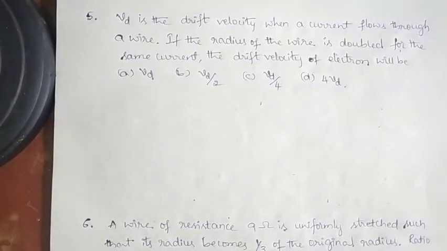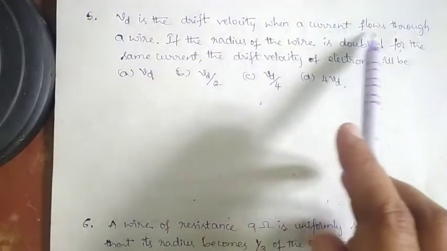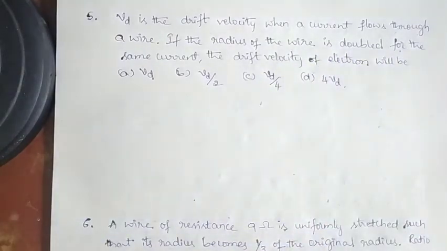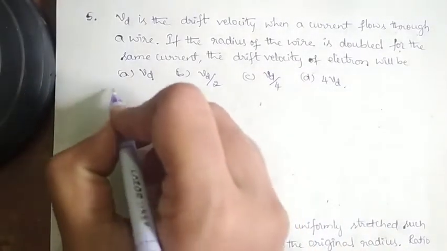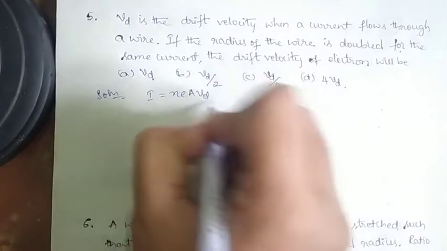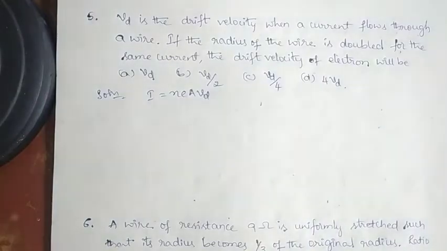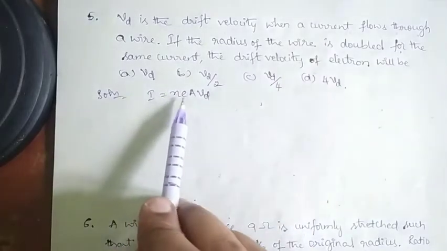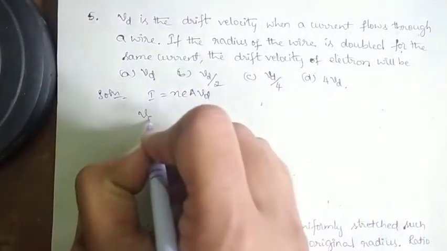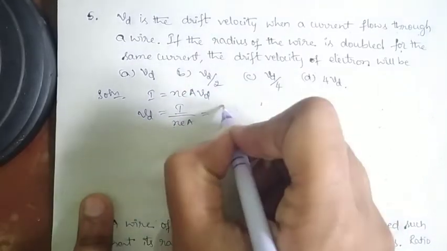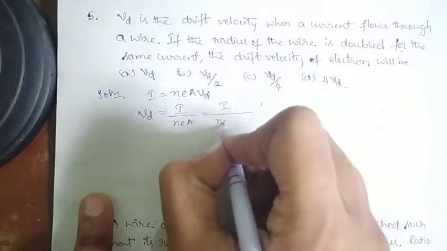Fifth question. Vd is the drift velocity when a current flows through a wire. If the radius of the wire is doubled for the same current, the drift velocity of an electron is? Here we know that for the solution, I equals NEAVd. Now the drift velocity when a current flows through a wire, Vd should be equal to I divided by NEA. For a wire, the area of the wire should be pi r square.